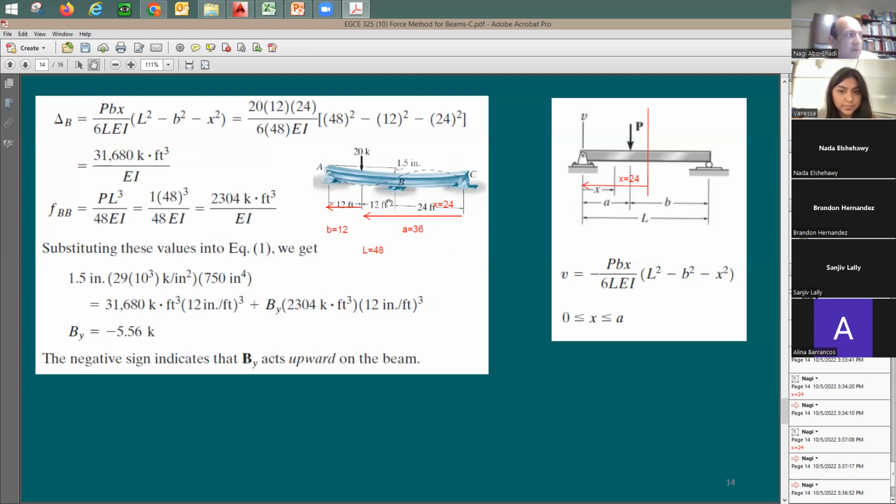How about P, the vertical load? You can say 20 kips. Now let me look at this equation. It says P, here's the 20 kips. B, 12 feet, right? X, 24, it's right here. Divide by 6L. What is L? How much is L? 48. Okay. And EI, yeah, I have the EI, but you can keep it to the end. Now it says L squared. Yes, L is 48. B squared is going to be the 12. And X squared is going to be the 24. Direct substitution now of values.